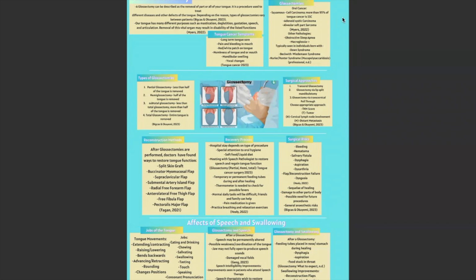Finally, like many other parts of the body, there are prosthetics that can allow a patient all or almost all tongue function restoration. That is basically what a glossectomy is, and I really hope that I've given you enough information to understand what a glossectomy entails.